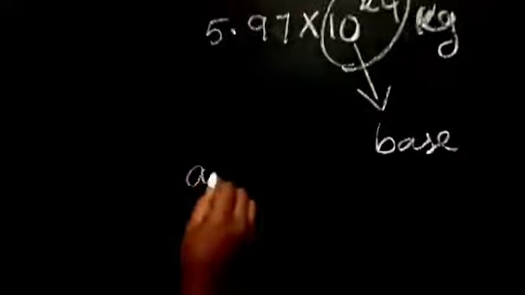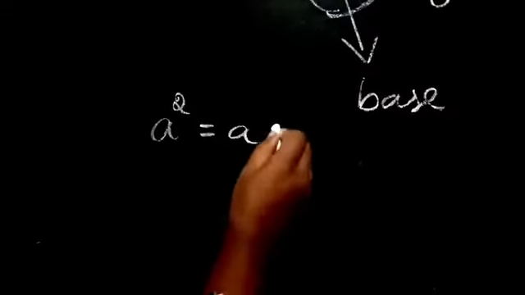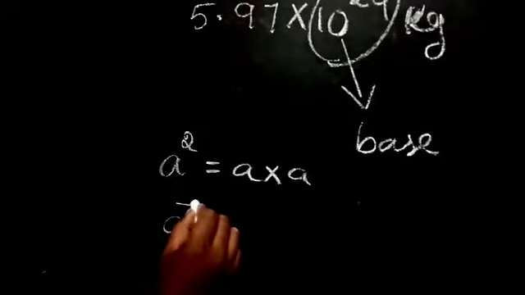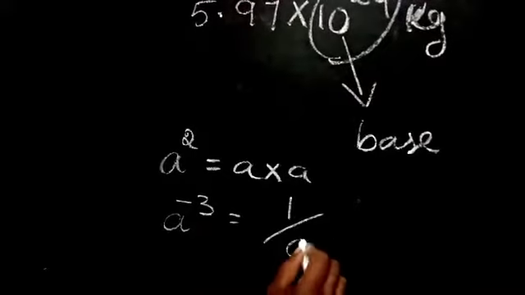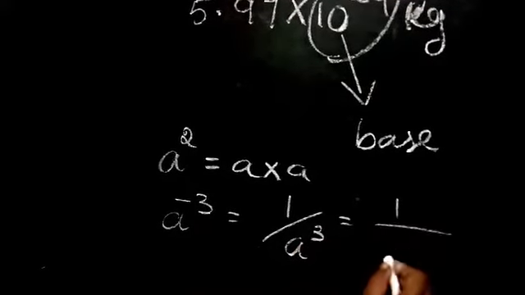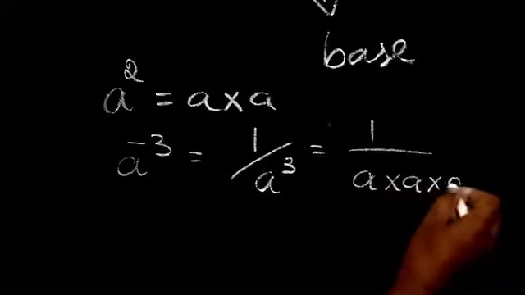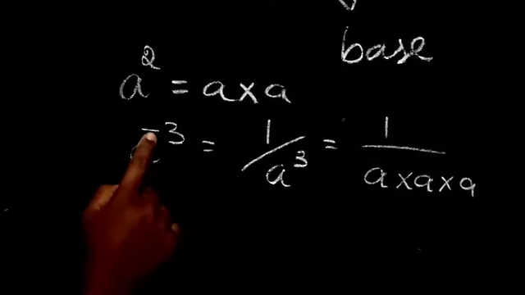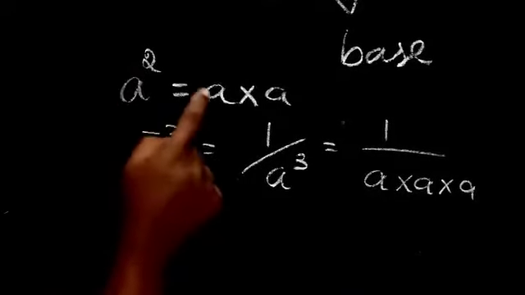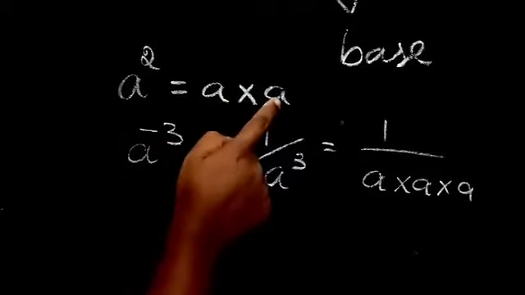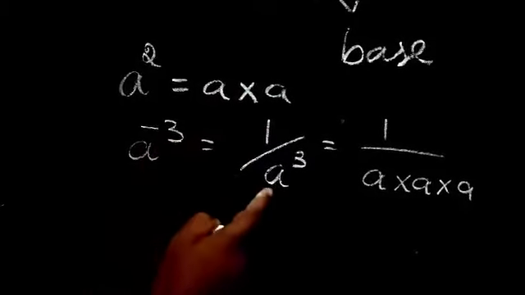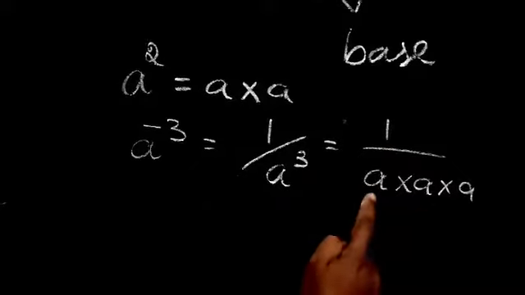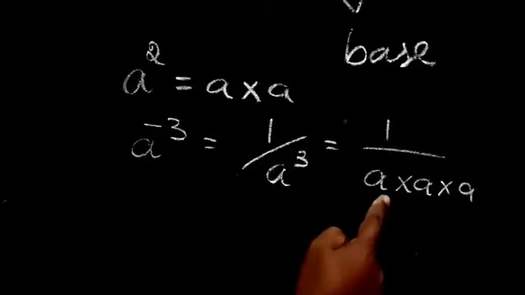Suppose a to the power of 2 means we have to multiply a 2 times. Then a power minus 3 means 1 divided by a power 3. That means 1 divided by a, multiplied in the denominator 3 times. That's why the power has a negative sign. Here with the positive sign, in the numerator we multiply 2 times. Here we have minus 3, so we take it in the denominator, where it becomes positive. So 1 divided by a multiplied 3 times in the denominator.